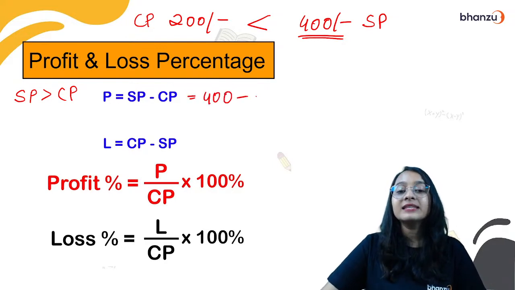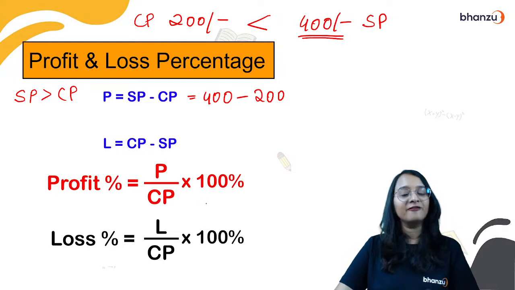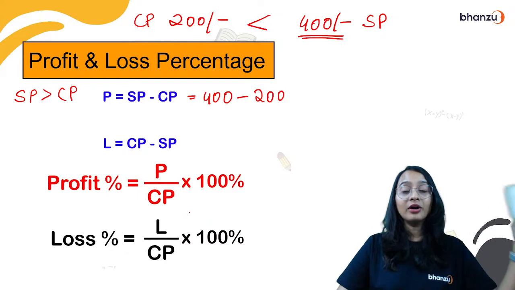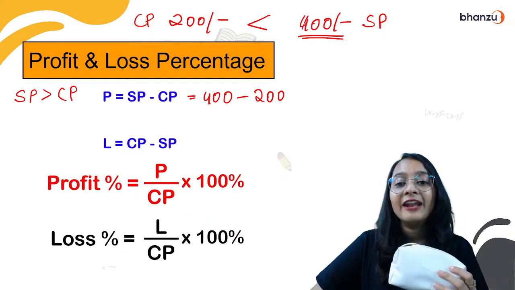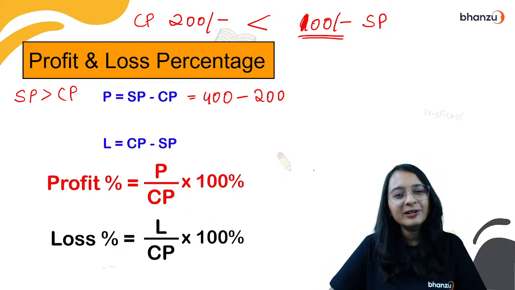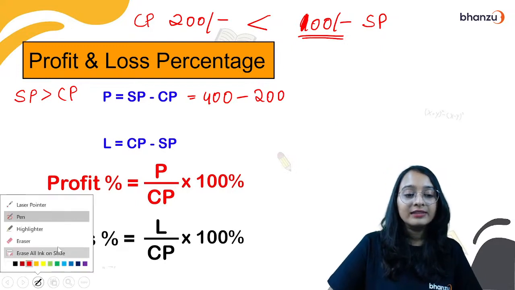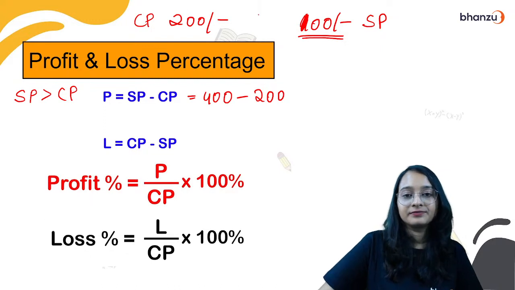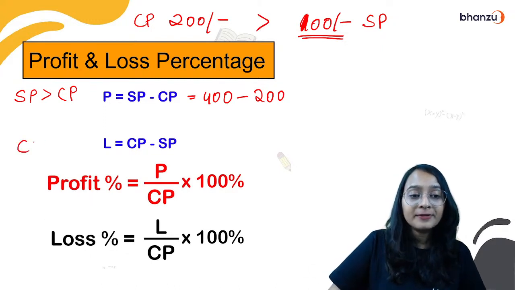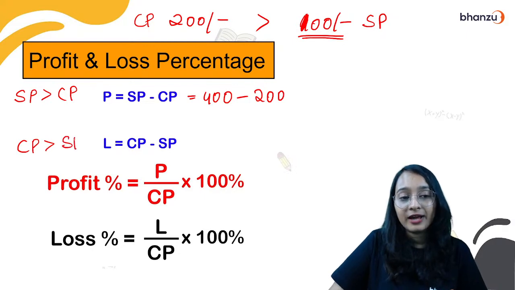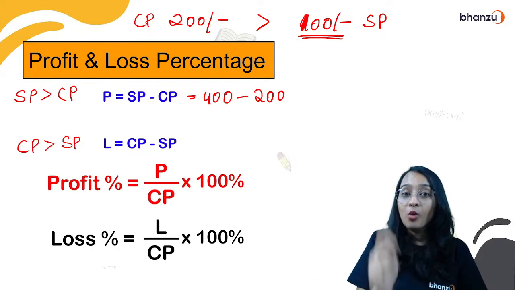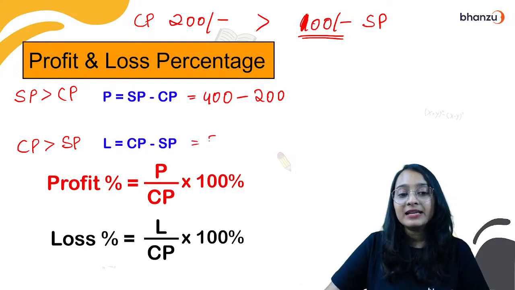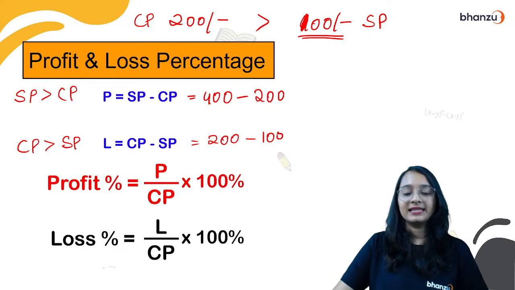Selling price minus the cost price will give you the profit. Then do you say that there's a loss? Same story. If I bought this pouch for 200 and sold it only for 100 rupees, you know that your cost price is greater than the selling price. So when the money that you spent is more than the money that you have got, then you have got a loss. So it would be CP minus SP.